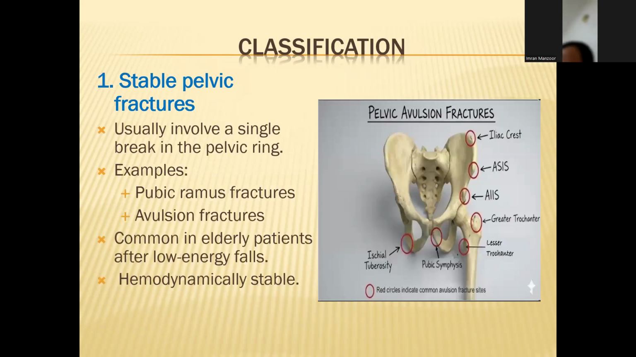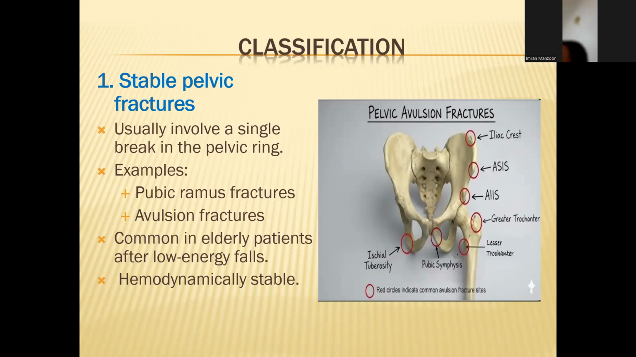So pelvic fractures can be classified into stable fractures and unstable fractures. Stable fractures are usually due to a minor fall or sports injuries. It involves maybe the pubic ramus or the avulsion fractures of the wing of the iliac bone. Avulsion fractures may also be due to rupture of the ligaments. These can be minor fractures, and the patient can be hemodynamically stable in these conditions.